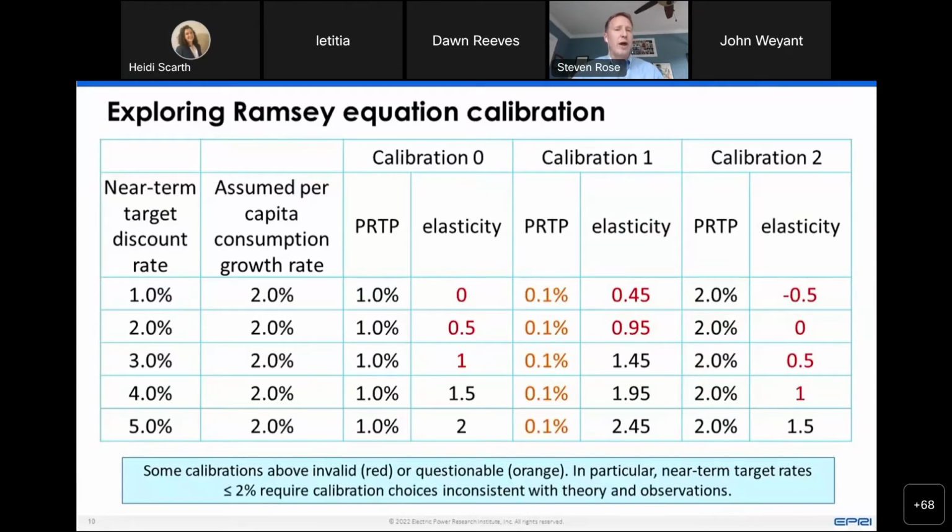So I've highlighted for you in red a number of values that run afoul of those constraints we identified on the previous slide, and that essentially represents calibrations that would be invalid. They're not consistent with theory and observations. We want to take that into account in terms of this particular equation. In particular, I'll highlight that rates equal to or below 2% in the near term run into this problem in pretty much every single case.